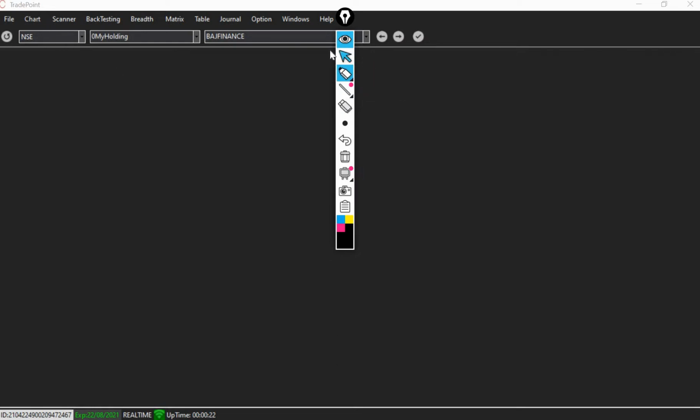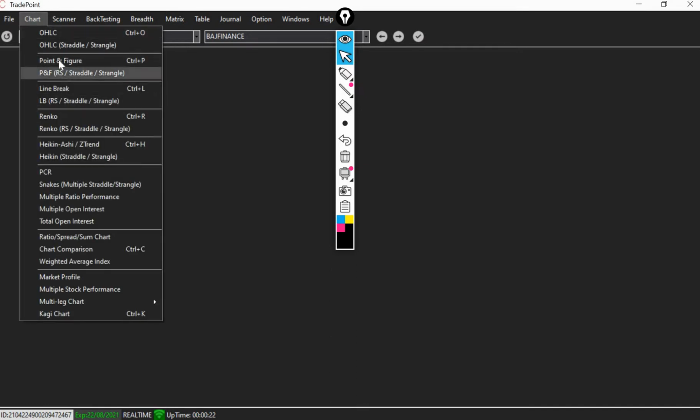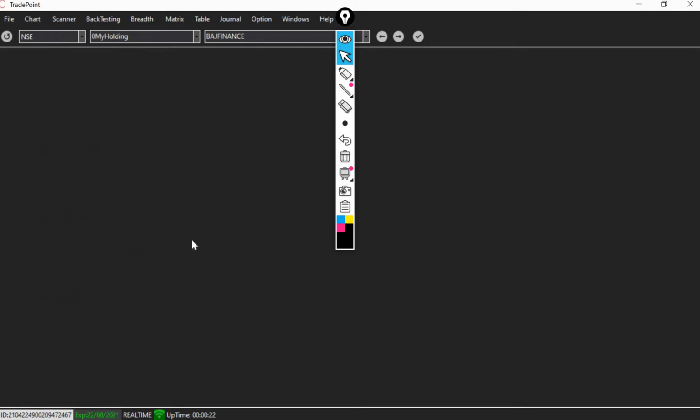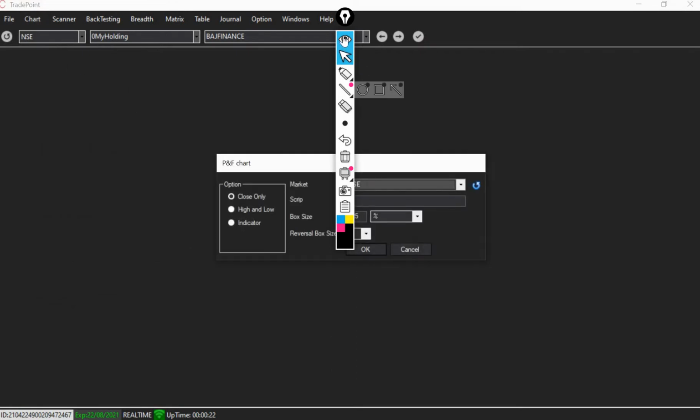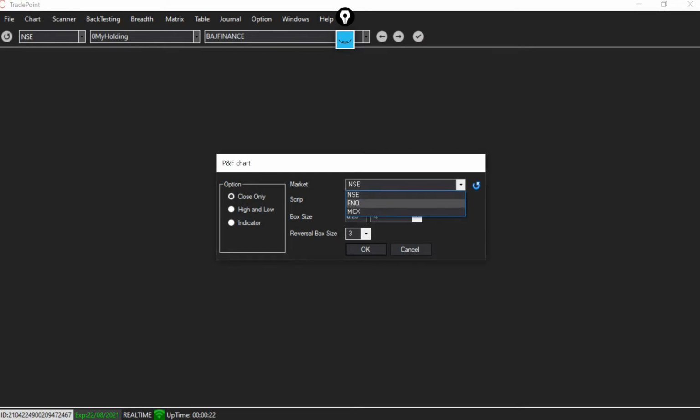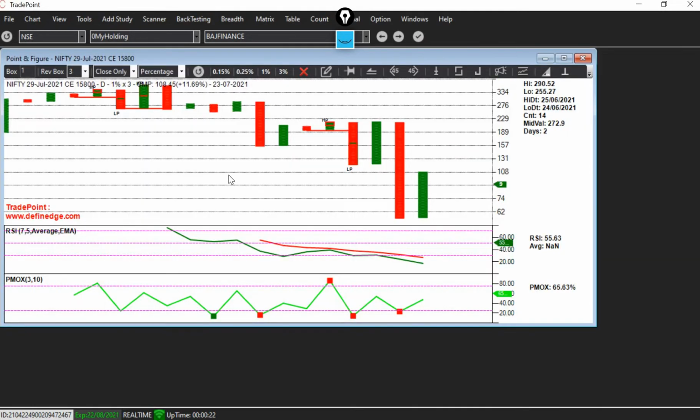So you need to go to chart, then click on point and figure. Here we need to open both call and put Nifty options. So you need to select FNO and add the strike Nifty options, which is 15,800 call, and we need to make it 1%. Click on OK. And this is a daily chart.